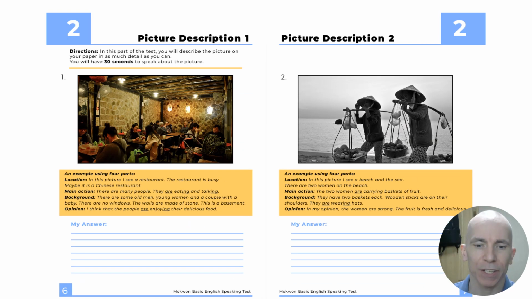The next section is picture description. There are 4 different pictures. During the test, you will have to speak for 30 seconds about the picture. There are some example sentences here, and there's a space for you to practice writing your own answers. I recommend you take some time and write 5 to 10 sentences about what you see.